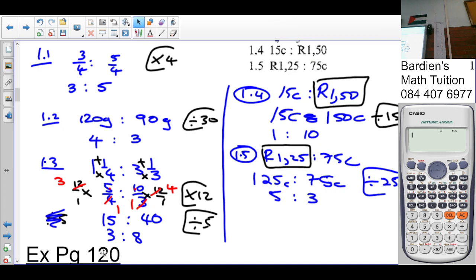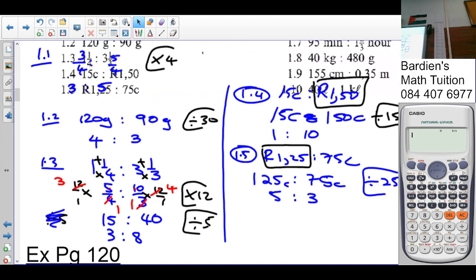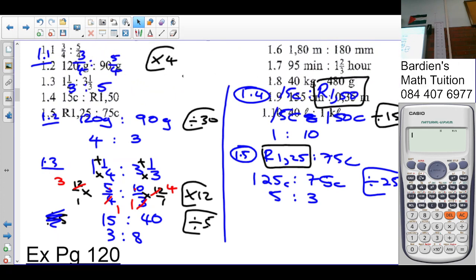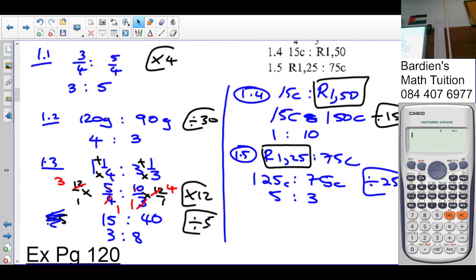So tomorrow we're going to do the remainder of the exercise, and then we're going to do the right part. We'll continue with the ratio tomorrow.